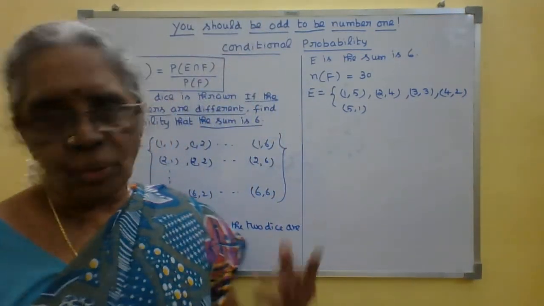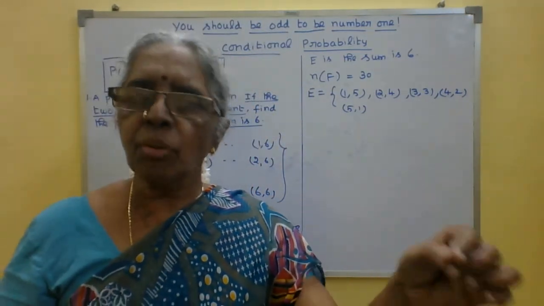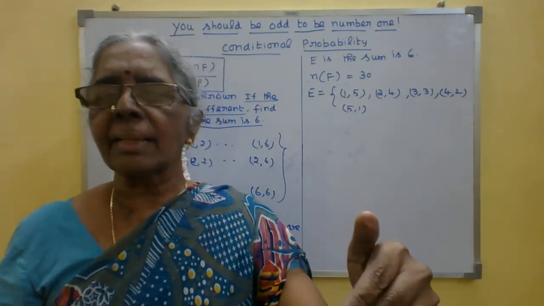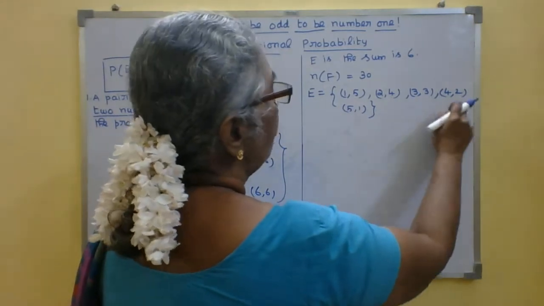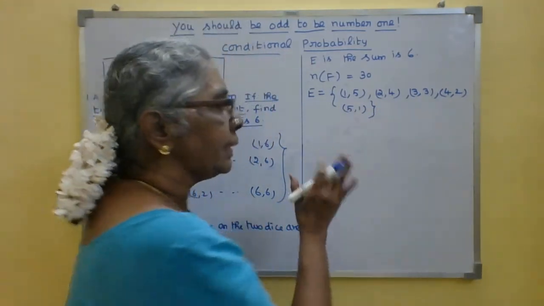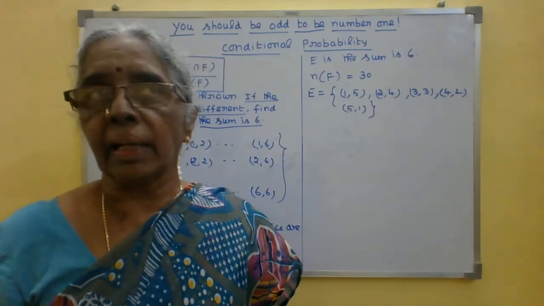Sixth row, you won't get anything because you want the sum to be 6. Sixth row, the beginning is 6 comma 1. So you will stop with this. So now you have only 5 elements here in E. We actually don't require that n of E.